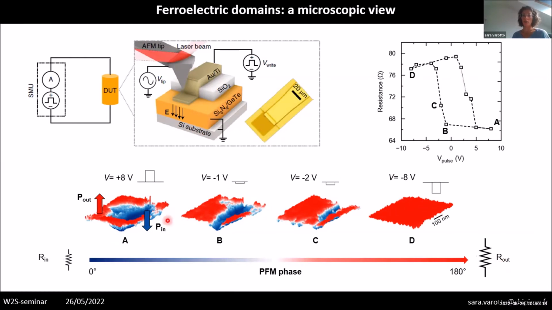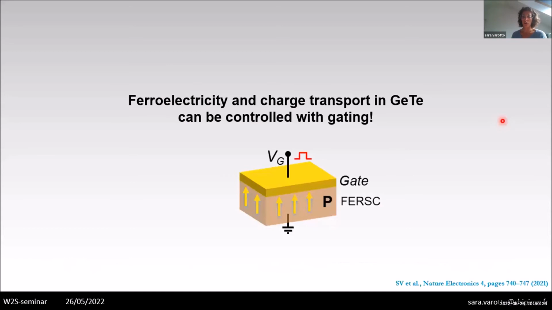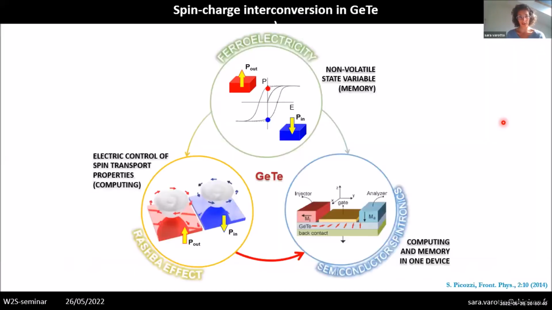If we take the average of all these maps, we obtain the real ferroelectric hysteresis loop that overlaps with the resistance. So this means that we can actually change the ferroelectric state of our material and read it electrically by means of a gate. And this achievement was fundamental for us to then try to measure the spin-charge interconversion properties and see if we can switch them by means of ferroelectricity.